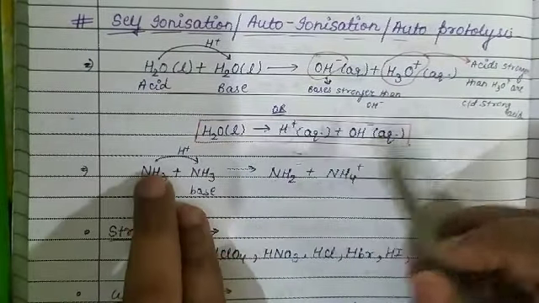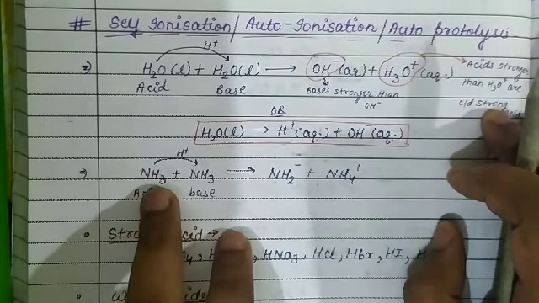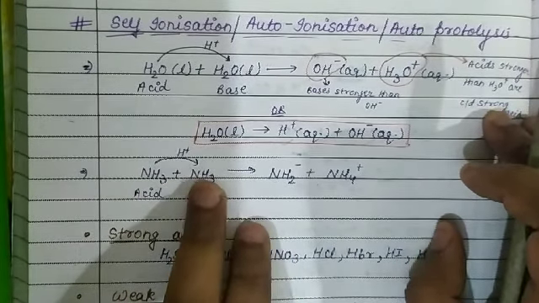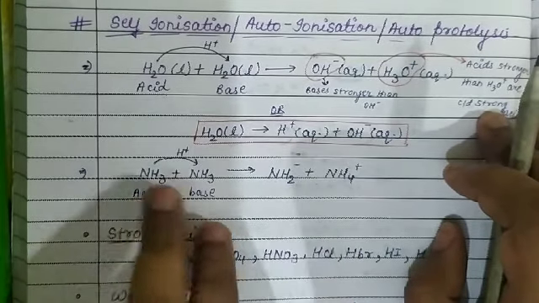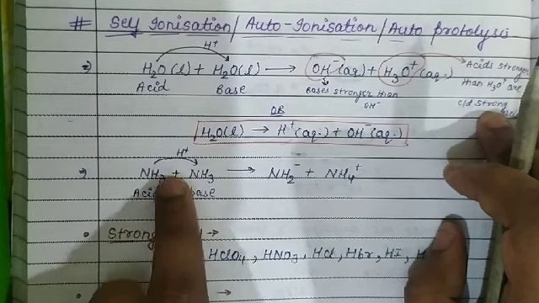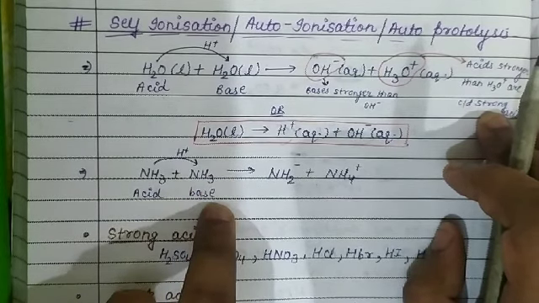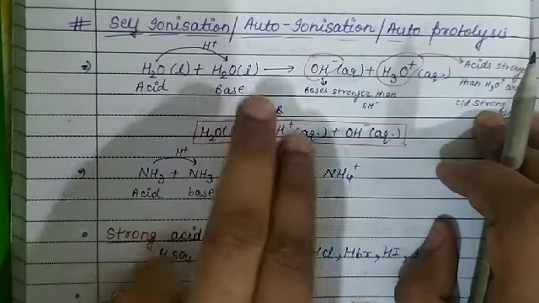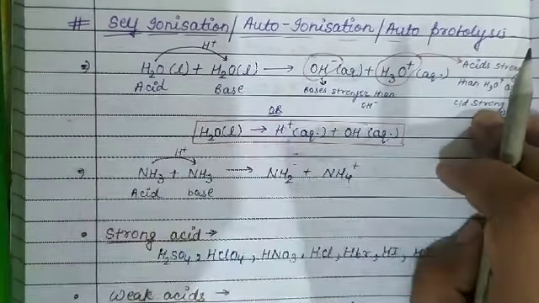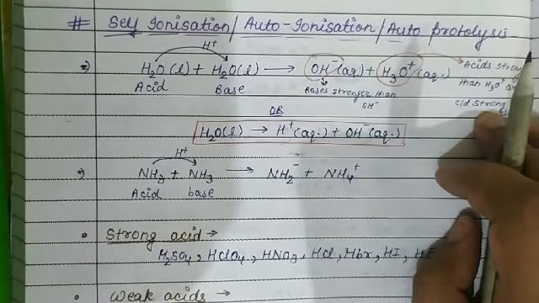See the next example. When one ammonia molecule reacts with another ammonia, one ammonia will lose a proton and one ammonia will gain a proton. So it forms NH2- and NH4+. Ammonia itself acts as an acid and itself acts as a base. Also in this case, water itself acts as an acid, and water itself acts as a base. So these kinds of reactions are called self-ionization, auto-ionization or autoprotolysis.